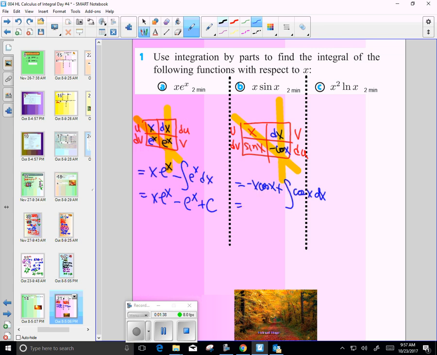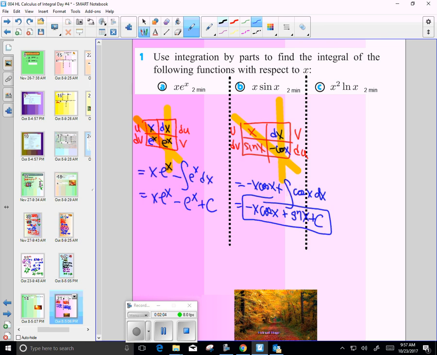And what is the antiderivative of cosine? Anti of cosine. Sine or negative sine? It is positive sine because the derivative of sine is cosine. So the anti of cosine is sine. Easy to get wrong on a test.